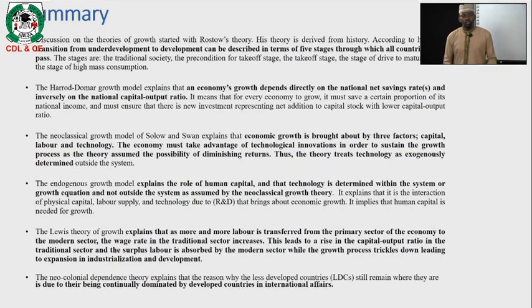We also looked at economic growth as explained by the neoclassical growth model, which looks at growth as being influenced by three factors: capital, labor, and technology. The economy must take advantage of technological innovation in order to sustain the growth process, as the theory assumes the possibility of diminishing returns. Thus, the theory treats technology as exogenously determined, outside the system.